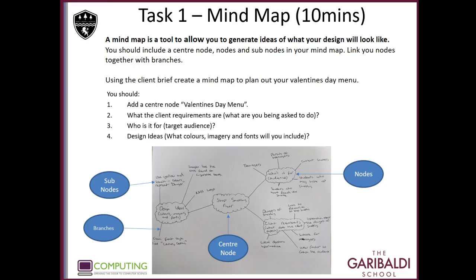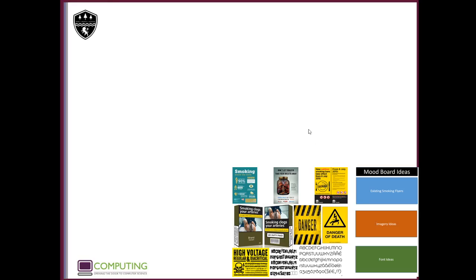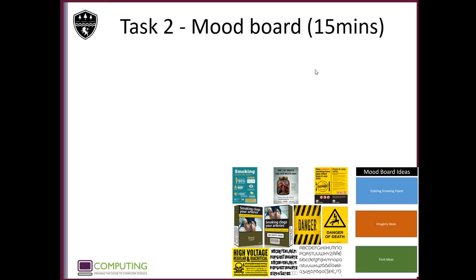Okay, hopefully you've completed the mind map task now. The next task that you're going on to do is to create a mood board. Now, a mind map is for generating ideas using text. A mood board is for generating ideas using imagery.